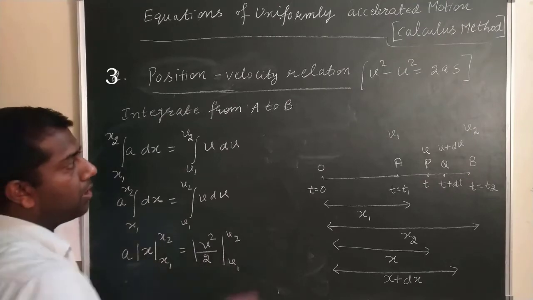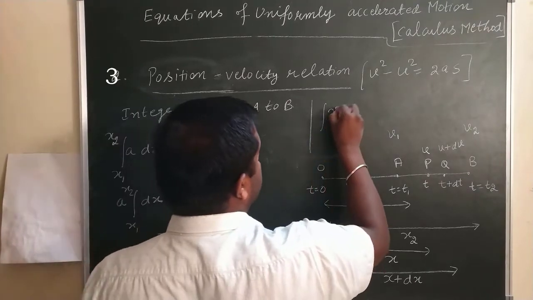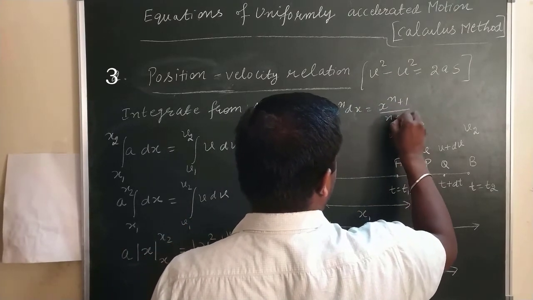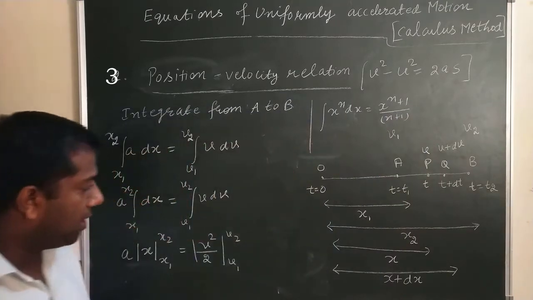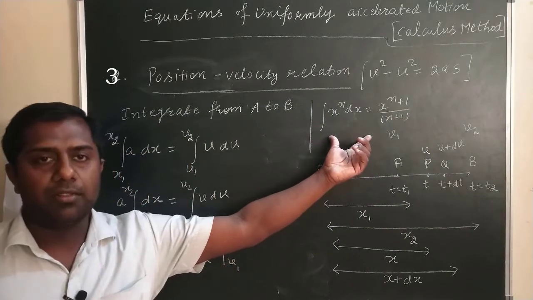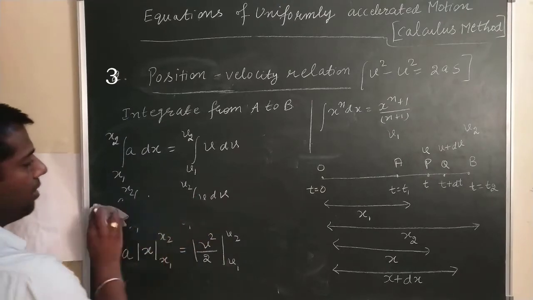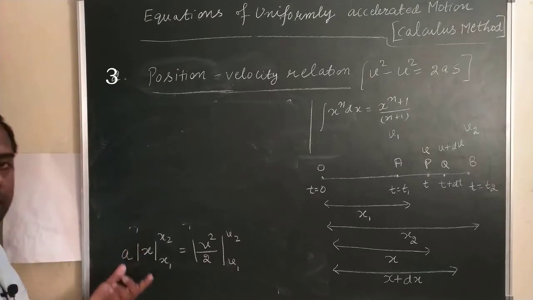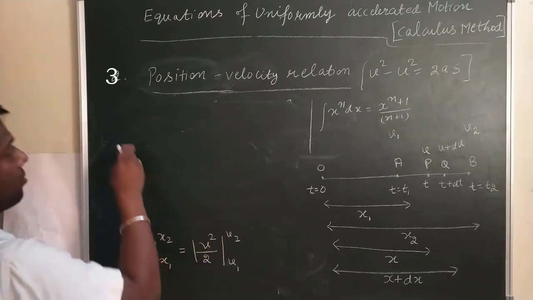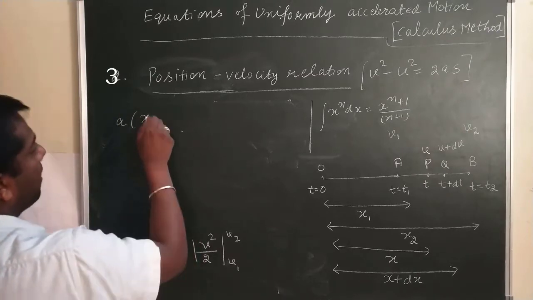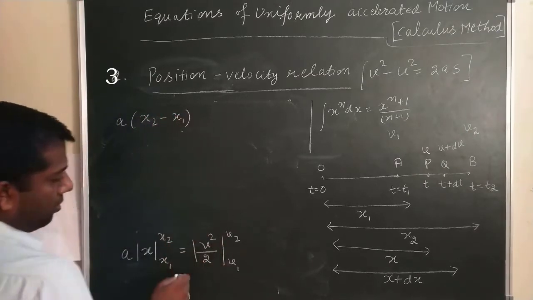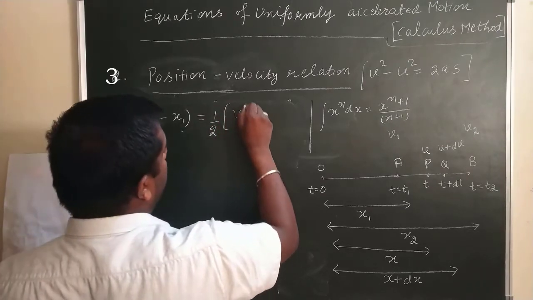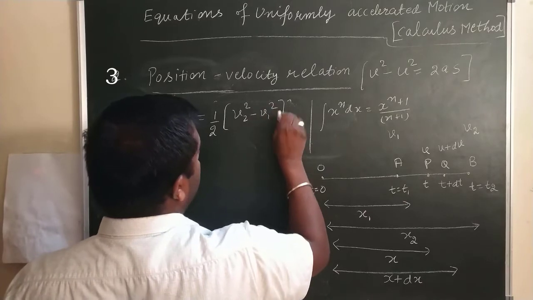You can also write it this way: the integral of x raised to power n dx is x raised to power n plus 1 divided by n plus 1. You can give here the reference of this standard result. Now we will solve this equation: firstly we put the higher limit, then the lower limit. So this is a into x2 minus x1, which is equal to 1 by 2 into v2 square minus v1 square.